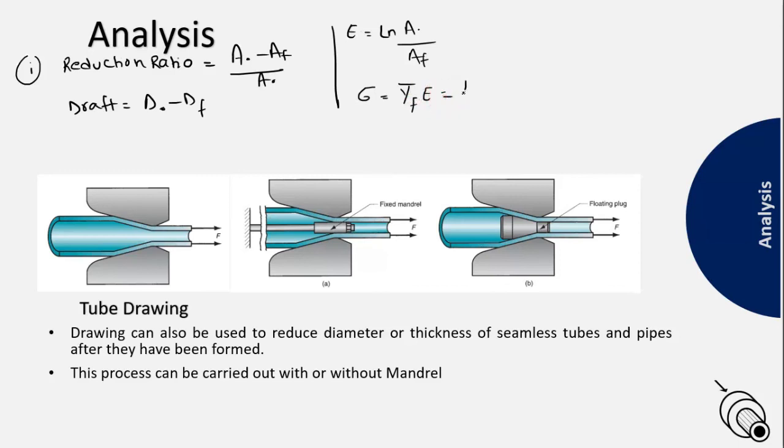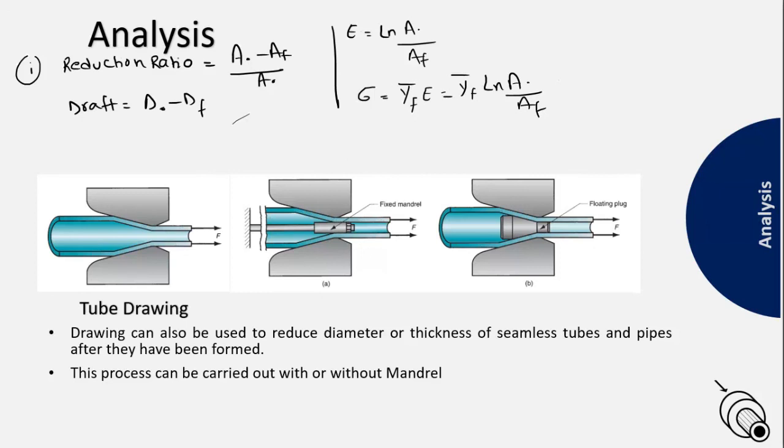That flow stress will be the average flow stress, because there is no impact load involved in the drawing operation. Rather, we are applying the pressure or the force over a long period of time. So we have Yf into ln of A naught by Af. We won't go into much detail for the drawing operation, we'll just stick to here. You know how to calculate the strain, the draft and the reduction ratio.